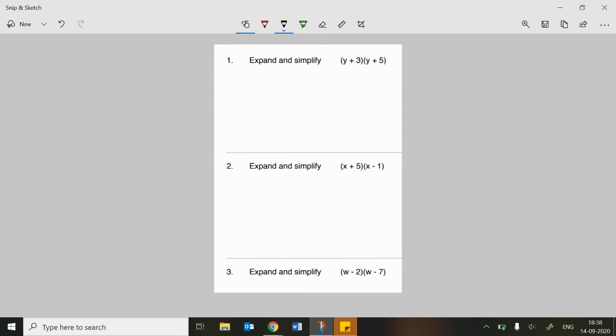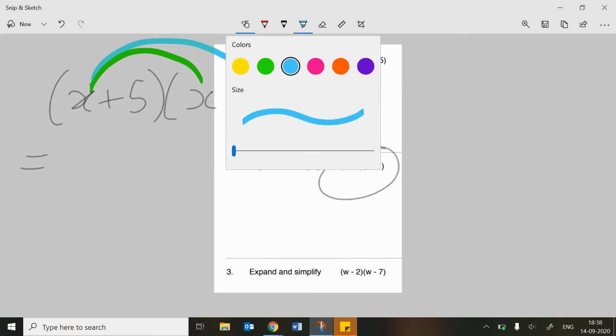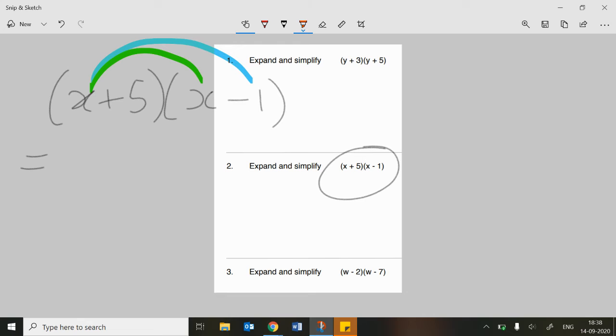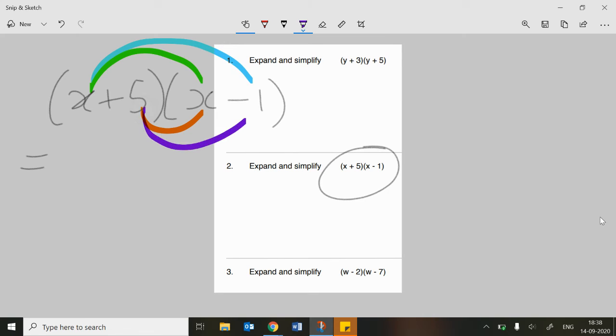Okay, let's do this next one. This next one has a minus involved. So we've got x plus 5 and then x minus 1. But we do exactly the same technique. So we're going to do this, and then we're going to do this, and then, let's choose a different color, we're going to do 5 times by x. And last but not least, we're going to do 5 times by minus 1.